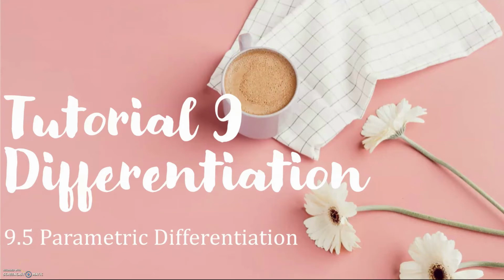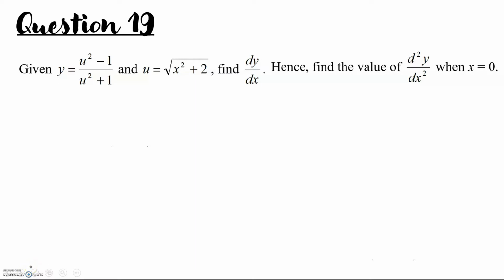Tutorial 9 Differentiation 9.5 Parametric Differentiation. Question 19. Given y equal to (u squared minus 1) over (u squared plus 1) and u equal to the cube root of (x squared plus 2), find dy over dx. Hence, find the value of d squared y over dx squared when x equal to 0.